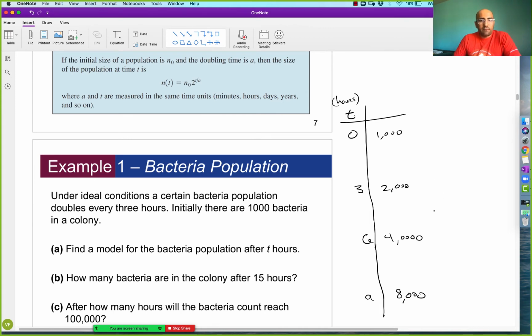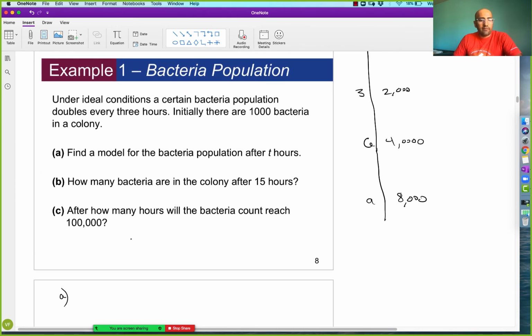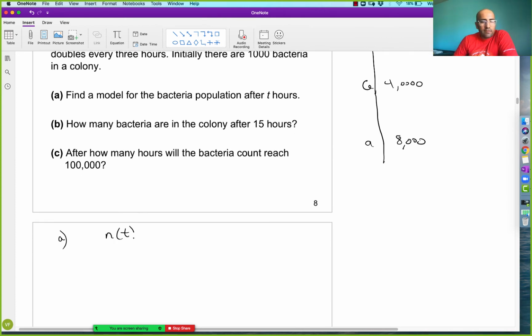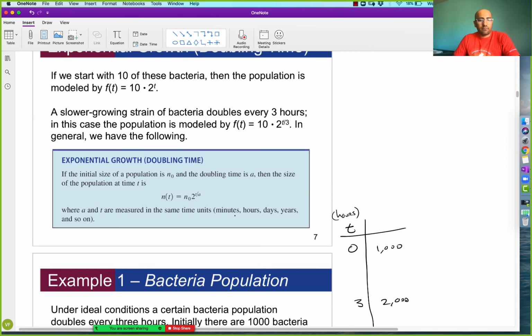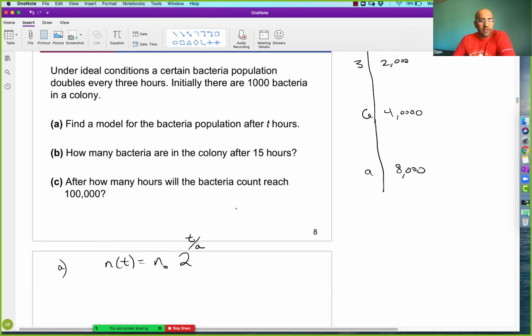Okay, so N of t, right, so part A, we use the formula with the N of t. The formula is N of t equals N naught times 2 to the power of t divided by a. And it's kind of a straightforward plug and chug situation here, where N naught is equal to the 1,000, that's the initial starting value, and a is equal to the doubling time, how long it takes for it to double. So we said it doubled every 3 hours. And t is given in terms of hours, so the units match.